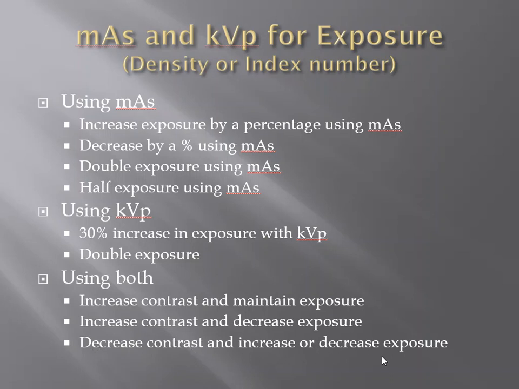So if we decrease contrast and decrease exposure, then again, decrease contrast, high KVP. So we're going to increase our KVP, but if we decrease exposure, what I'm going to have to do is increase KVP, cut our mass value in half, and then I'm going to have to reduce it past that to decrease the exposure. So what I may have to do is increase KVP, cut the mass in half, and cut the mass in half a second time.